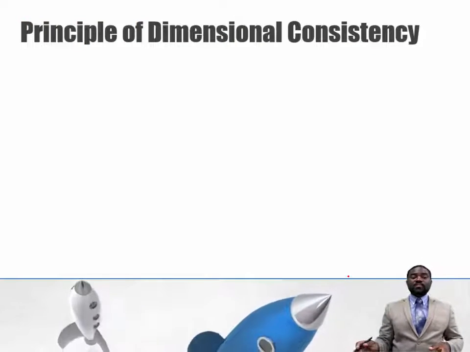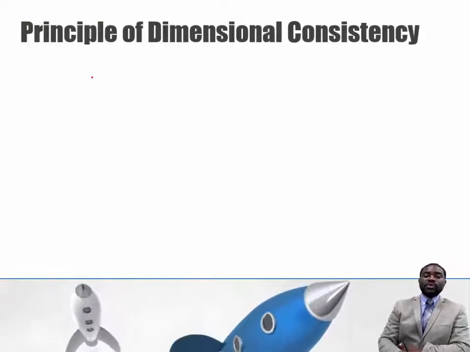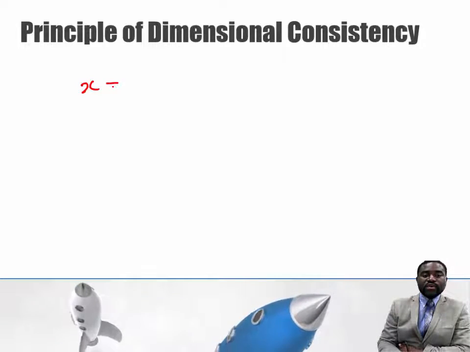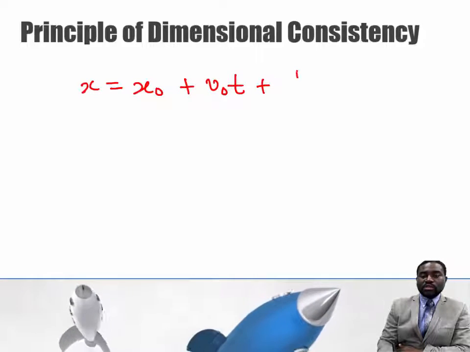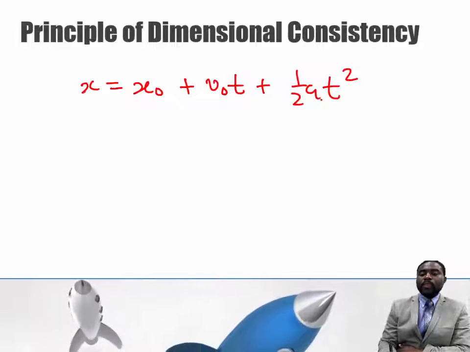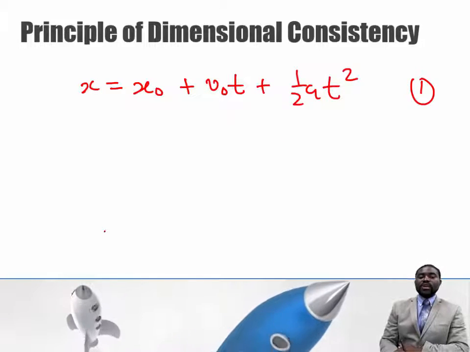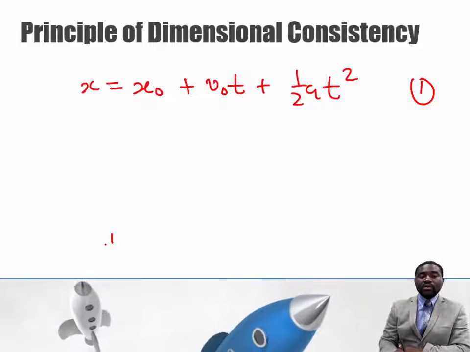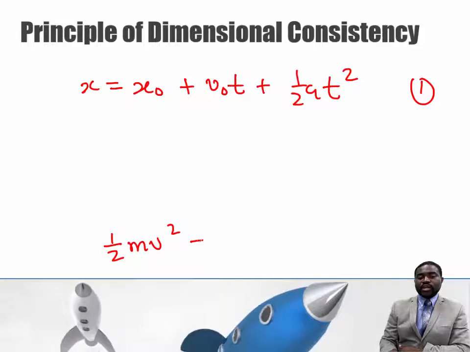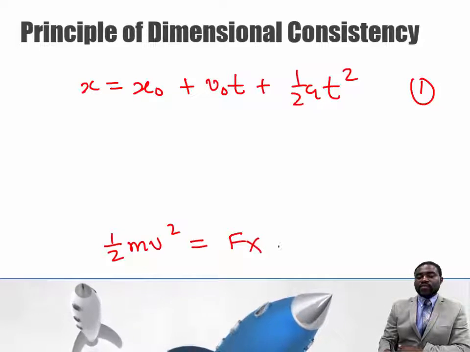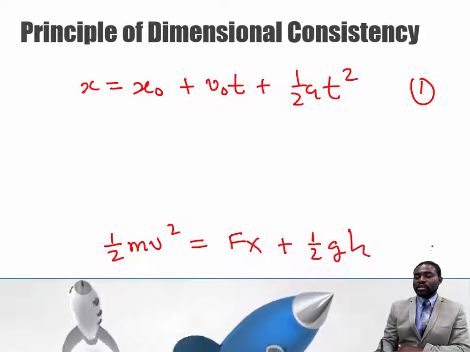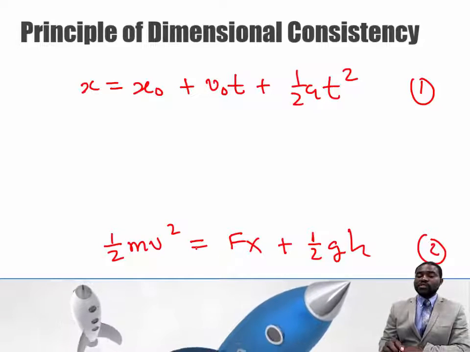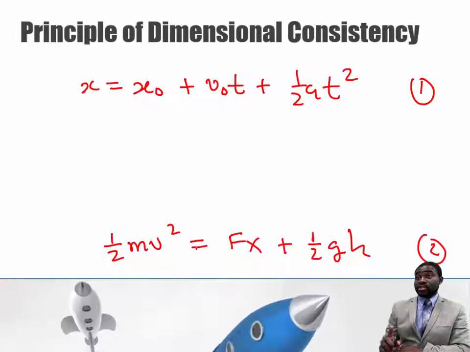If I give you, for example, an equation, let me write down two equations. One, x equal to x naught plus v naught t plus half a t squared. This is equation 1. And let me write down another equation. Half mv squared equal to fx plus half gh. This is equation 2. Let us find out which of the two equations is correct.